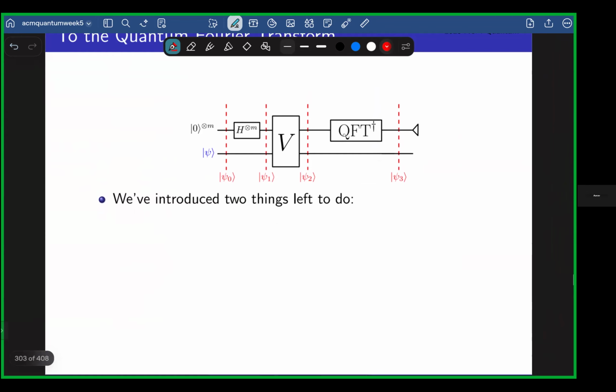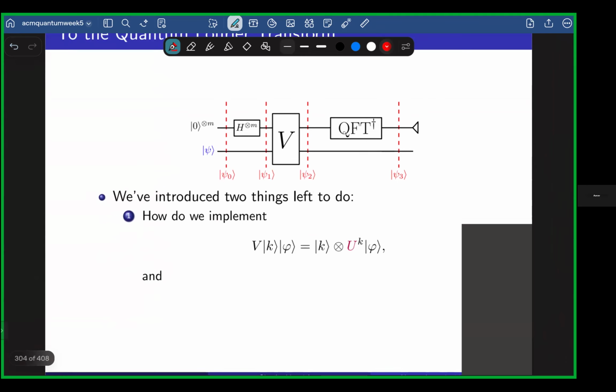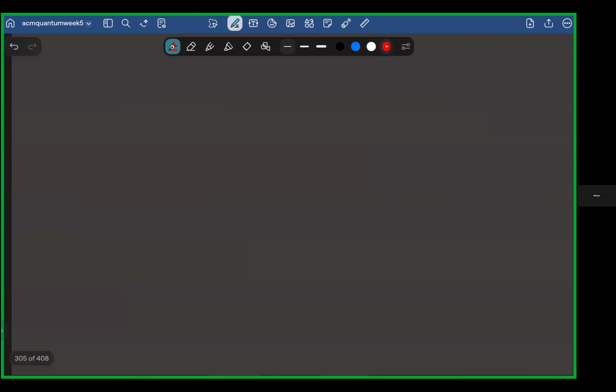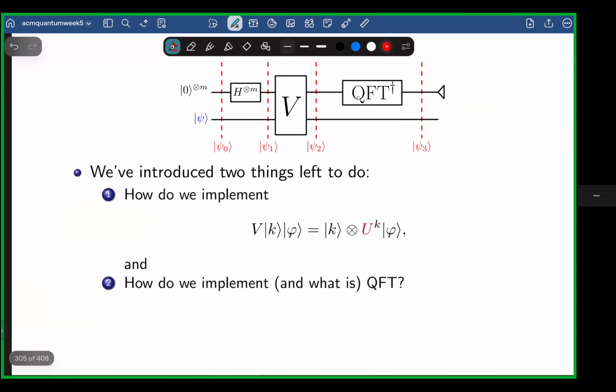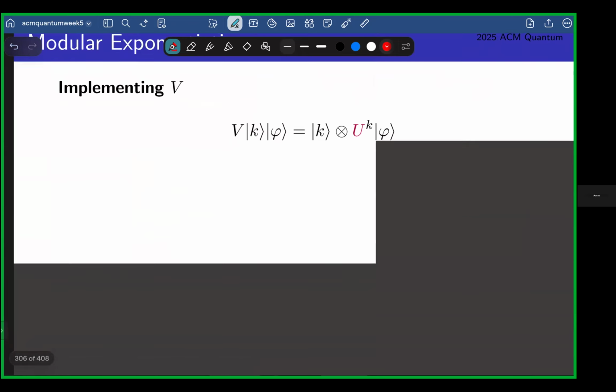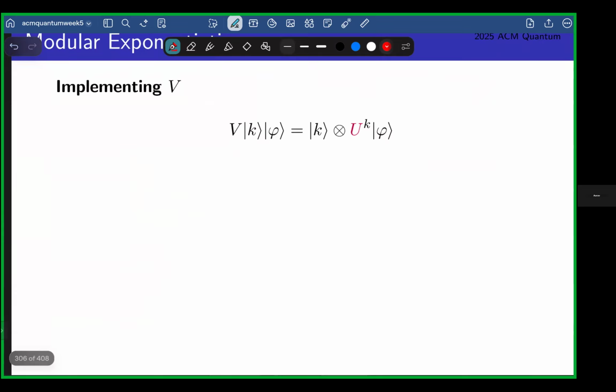Okay. Two things left to do. How do we implement that V? We just subbed its definition, which is not really adequate. And the second thing is obviously the QFT. What is the QFT? Let's backtrack a little and let's implement this V. Did I skip this?